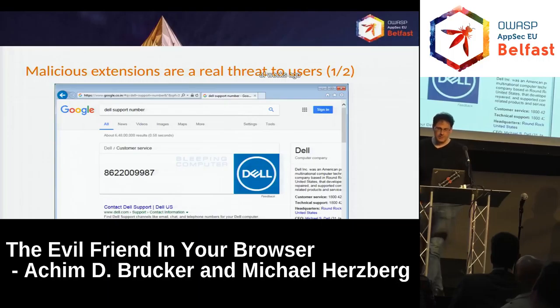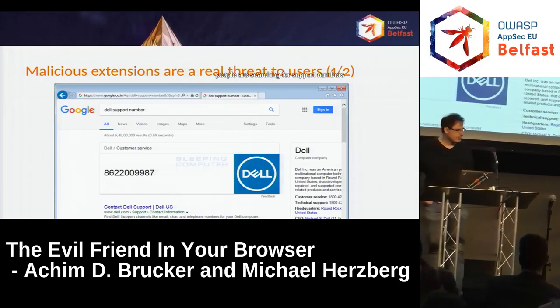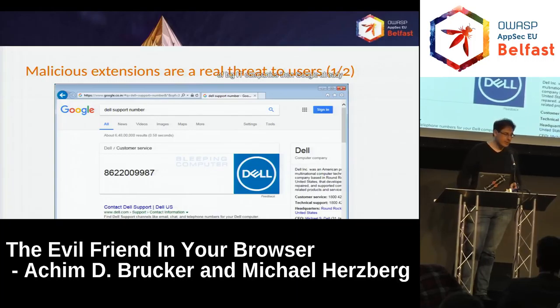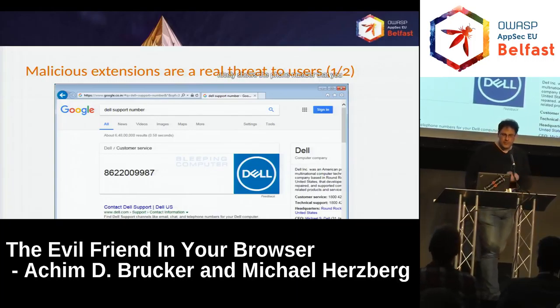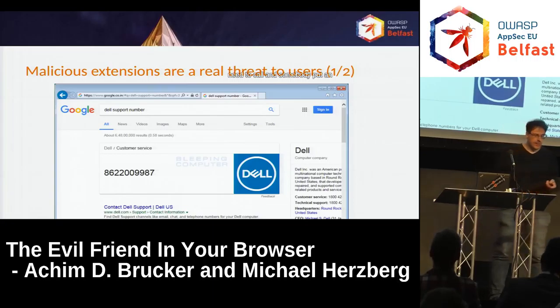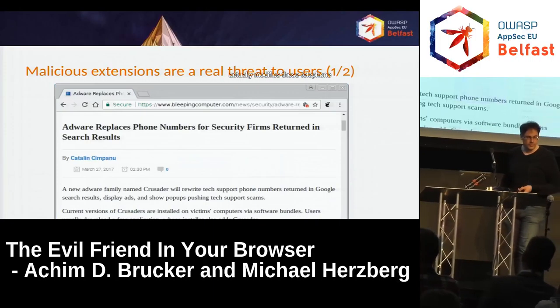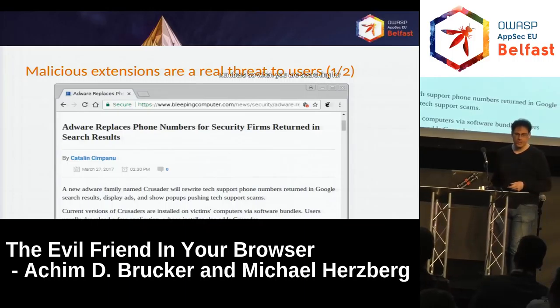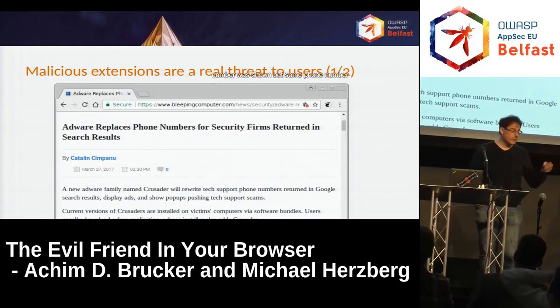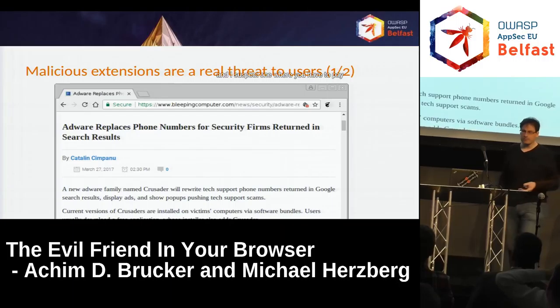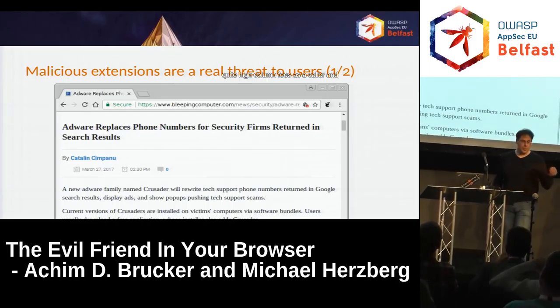This is a case that happened a couple of weeks ago. People are searching for support numbers of big IT companies. Then Google already nicely shows the phone number that you need to call. And somebody put an extension into the Chrome store that actually modified those telephone numbers. So when you're searching for the support phone number of a big IT company, not the original support phone number was shown, but some other phone number, and I suspect one where you have to pay quite high fees as a caller, and the attackers made their money by charging them for those phone calls. So it seems to be a viable business.